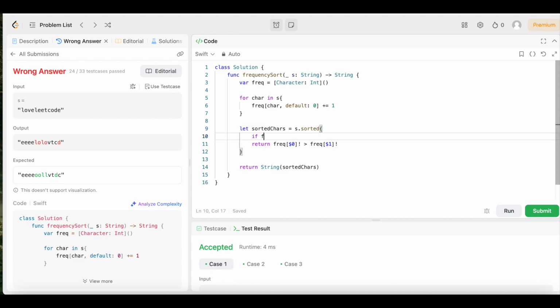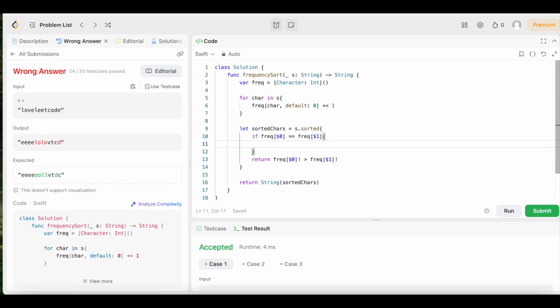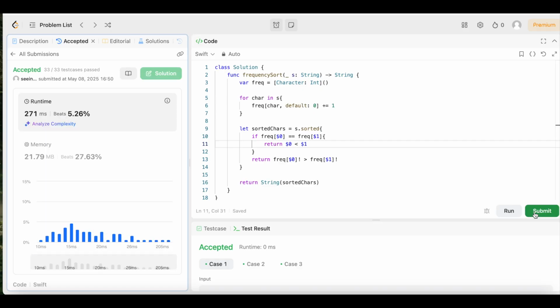Let's see if freq square bracket $0 is equal to freq square bracket $1. Then we could open up the brackets and we could return $0 less than $1. Let's see if that changes anything. That's accepted, but let's go ahead and run it, see if it passes all of these. There it is, y'all, and it's accepted, y'all.